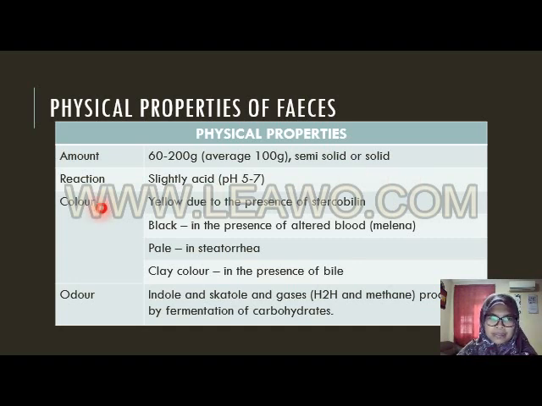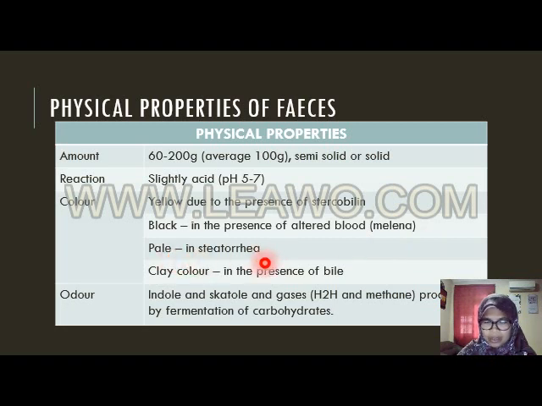It is slightly acidic, with a pH of 5 to 7, and the color differs according to the situation: yellow due to the presence of stercobilin, and black in the presence of altered blood, which is known as melena. If there is bleeding in the upper part of the gastrointestinal tract, for example in the stomach due to a peptic ulcer, by the time the blood arrives in the feces, mixed with food, it will be black in color.